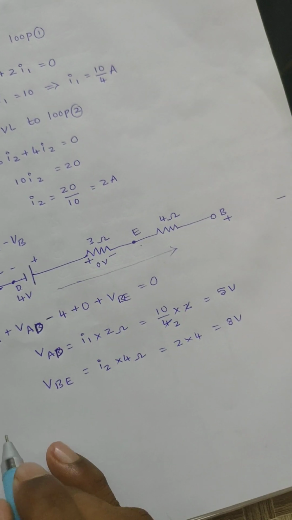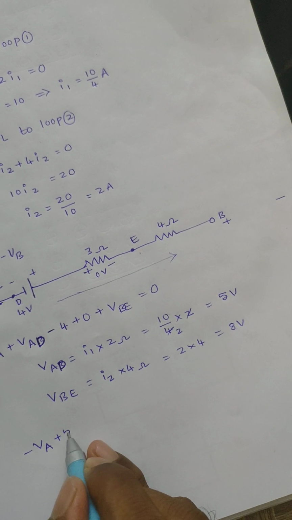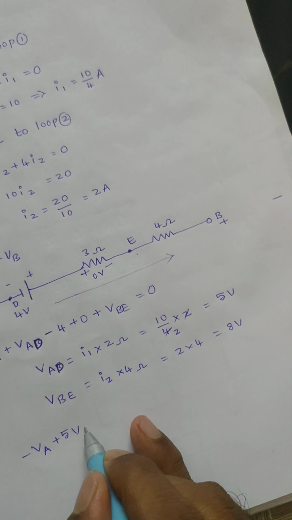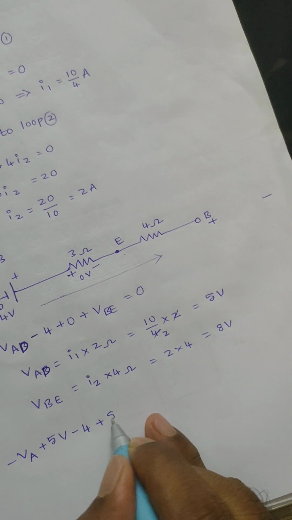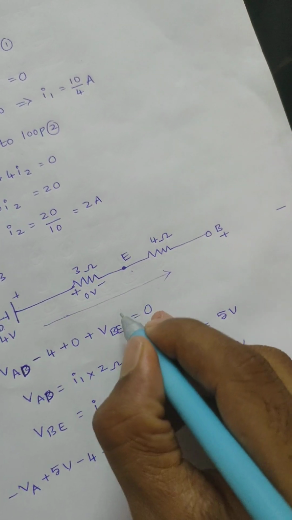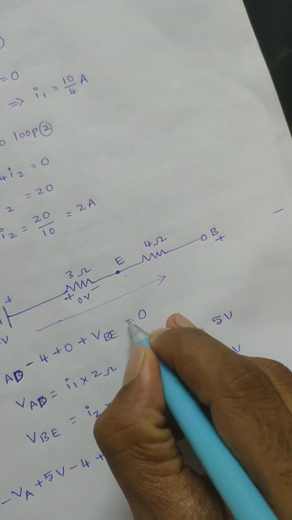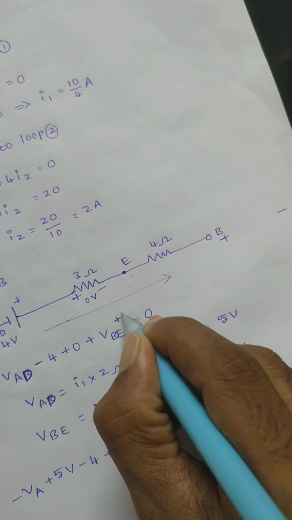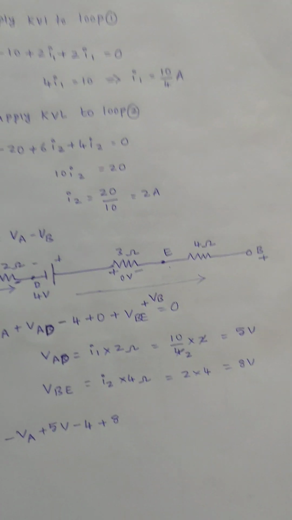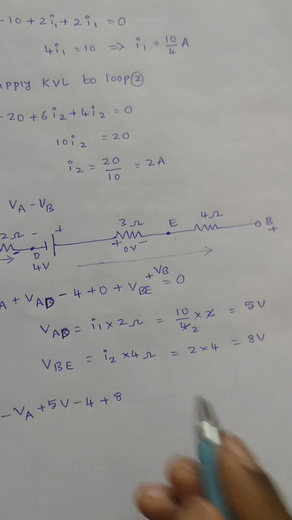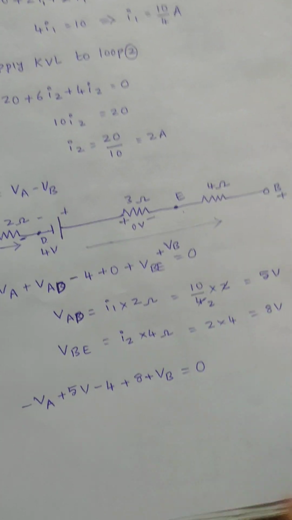Now minus VA plus VAD value which is 5 volts, minus 4 plus VBE value which is 8, plus, sorry, here VB is also there. For plus minus plus VB is equal to 0. Plus VB is equal to 0.